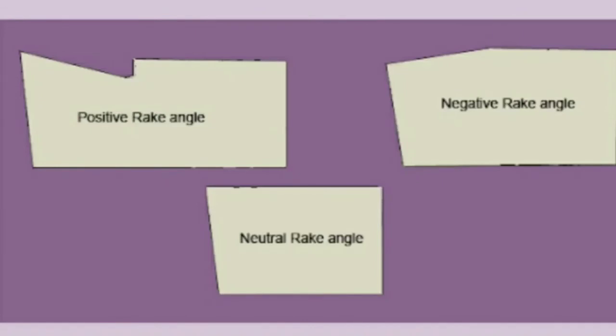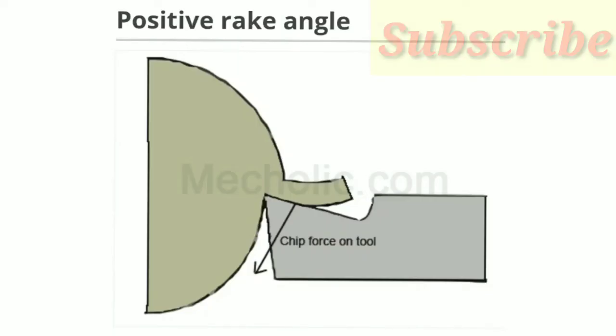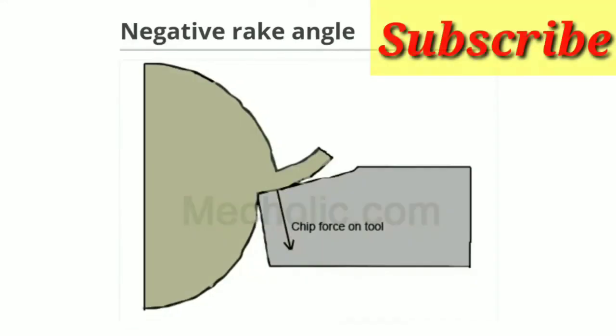In both types of rake angles, we have the positive rake angle, negative rake angle and zero or neutral rake angle. If the side cutting edge and top face of the tool slope downwards from the cutting point to the shank, it is called positive rake angle. It is used for ductile material.